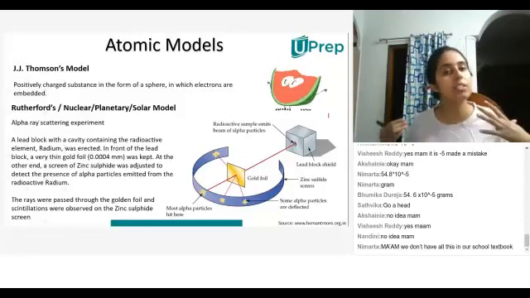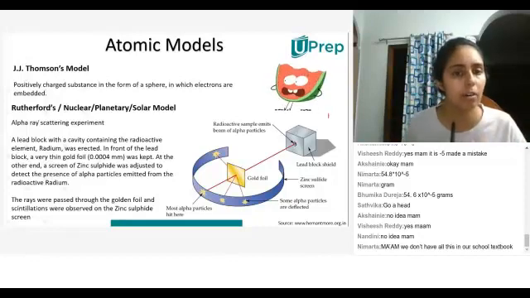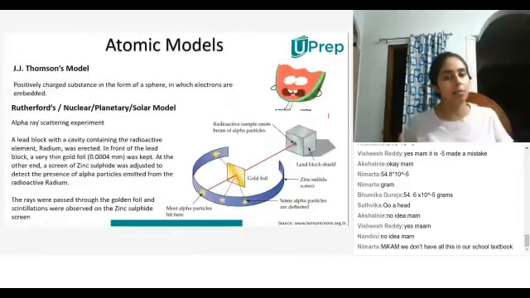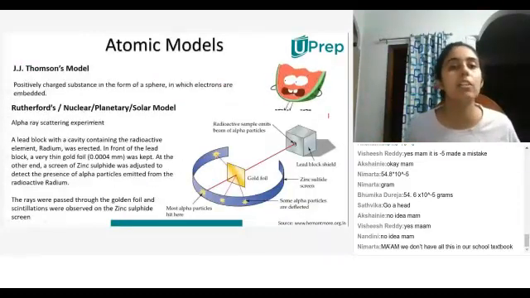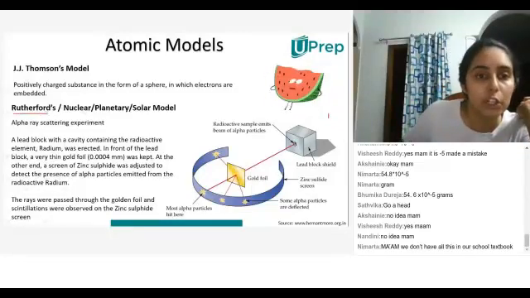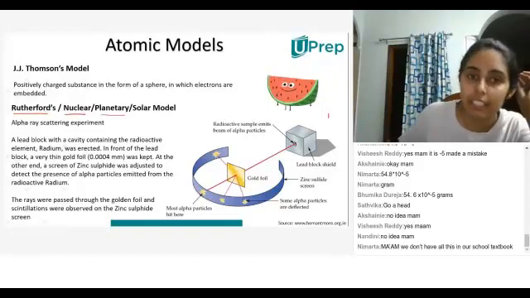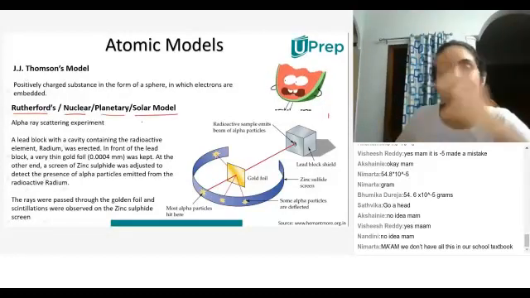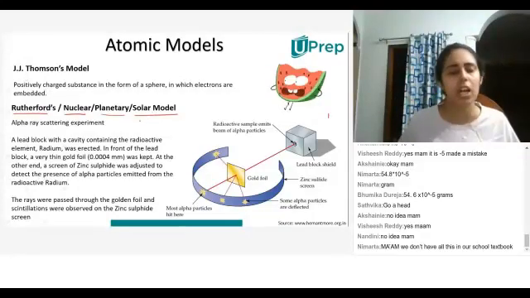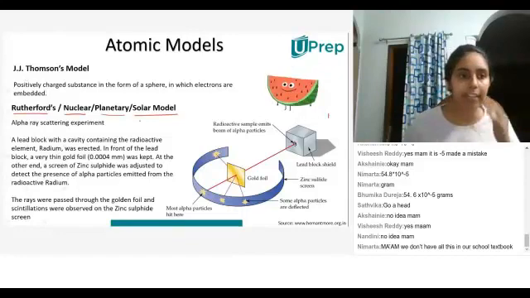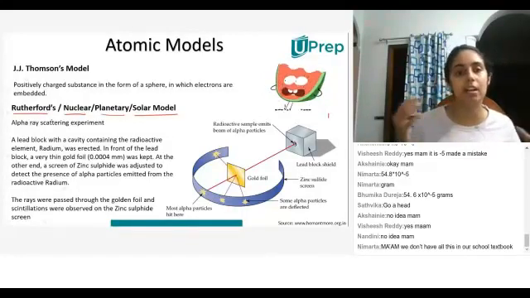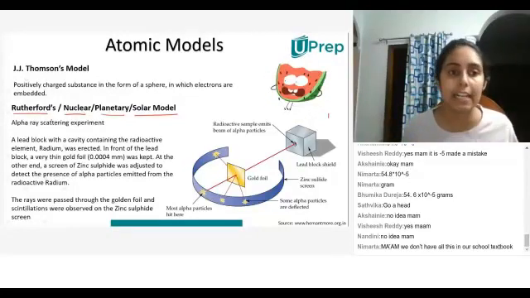Rutherford's model, which is also the current model of the atom that we currently use. The current model is what Rutherford proposed. It is also called Rutherford's model, nuclear model, planetary model, and solar model. All these are names for the same atomic model, which is the current atomic model that we use. So why does it have these different names? We'll find out. And how did he come up with this atomic model? We'll study that as well.